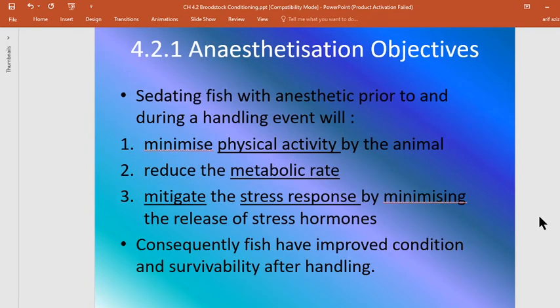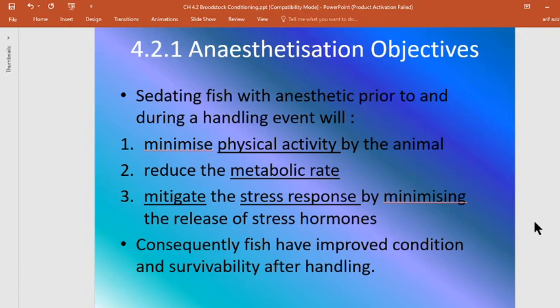Sedating fish with anesthetic prior to and during the handling event will minimize the physical activity of the animal. It also reduces the metabolic rate of the animals. Besides that, they mitigate the stress response by minimizing the release of stress hormone. Consequently, fish have improved condition and survivability after handling. So sangat penting untuk kita bagi sedatif pada ikan sebelum atau semasa kita nak handle ikan.